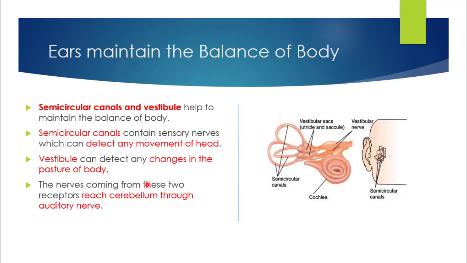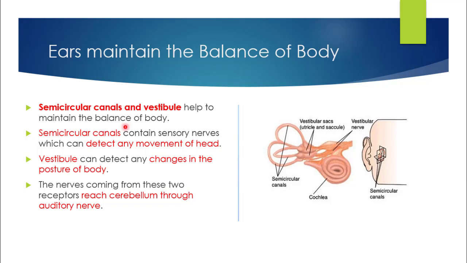The nerves coming from these two receptors reach cerebellum through auditory nerve, and this cerebellum will then coordinate the muscle movements. Here are the semicircular canals, which are 3 in number, and these are the vestibular sacs. And this is an overall structure of inner ear. Here is the vestibular nerve, which transfers the message to the cerebellum through the auditory nerve.